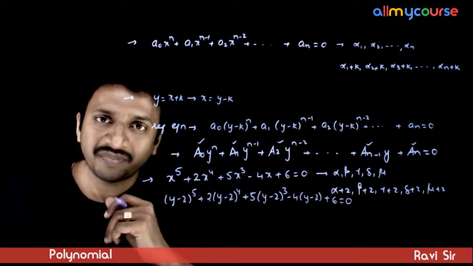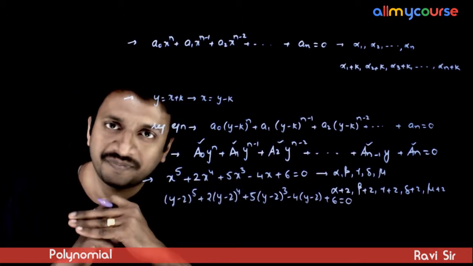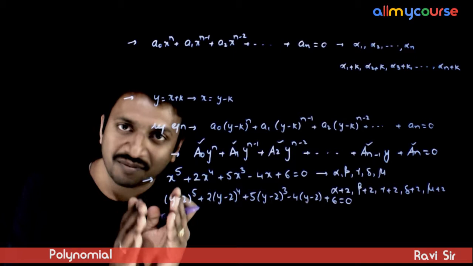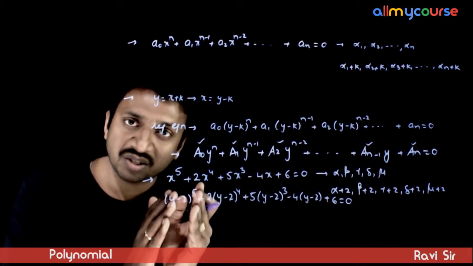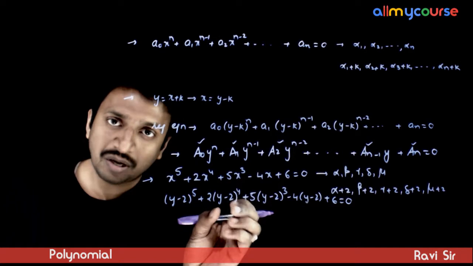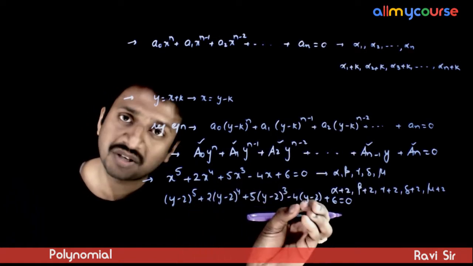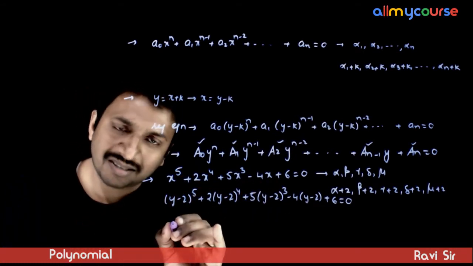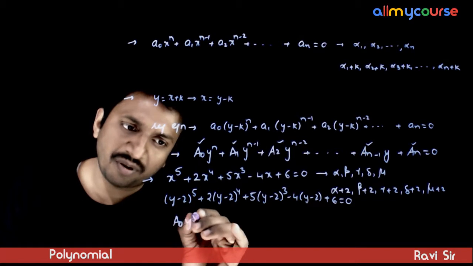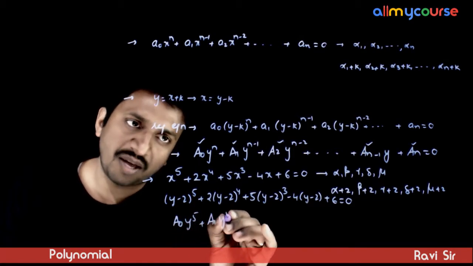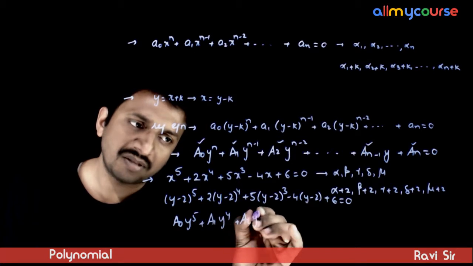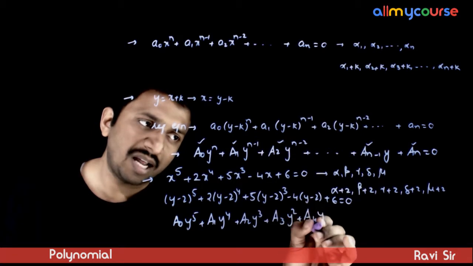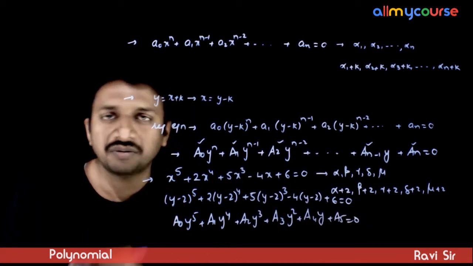So till this point it is easy, but to expand this is not very easy. You have to expand (y - 2)^5, so you get y^5, y^4, y^3, y^2, y, and a constant term. Here also you get a lot of terms, here also you get a lot of terms, and so on. And you need to collect all those terms. After collection, you might get some number times y^5 plus some other number times y^4 plus some other number times y^3 plus some number times y^2 plus some other number times y plus some number is equal to 0.